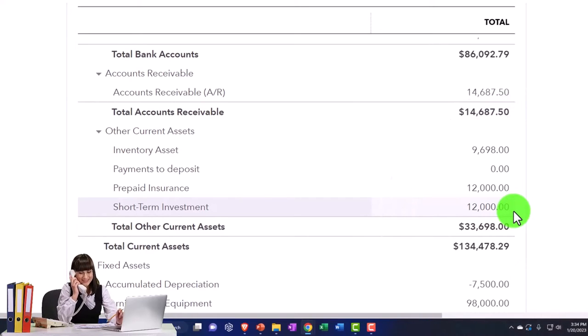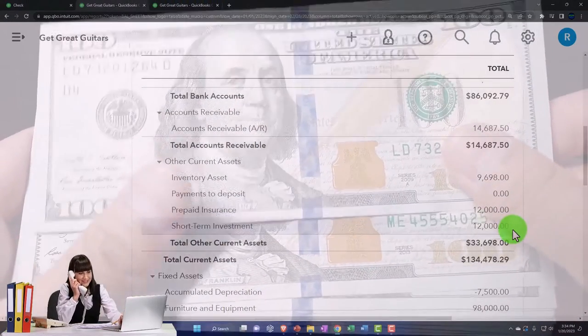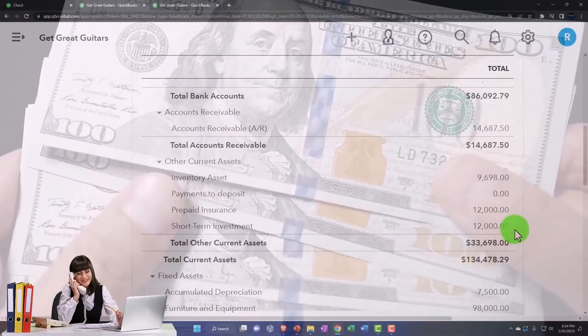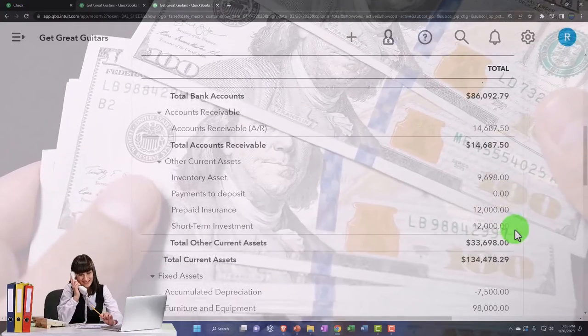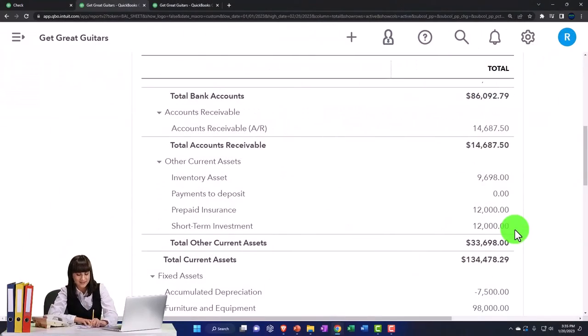Now, if this was your personal books, or you had a business that was in business for financial investments in stocks and bonds, then you would be tracking investments in stocks and bonds in order to generate revenue from the stocks and bonds. But our business is not that. It's a guitar shop, like most businesses aren't investment businesses, right?